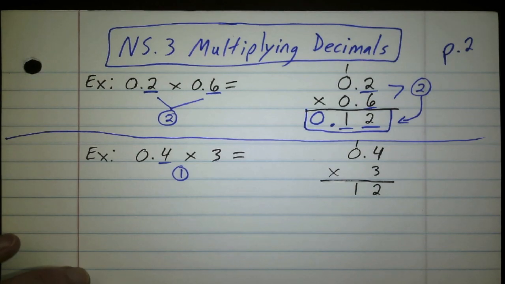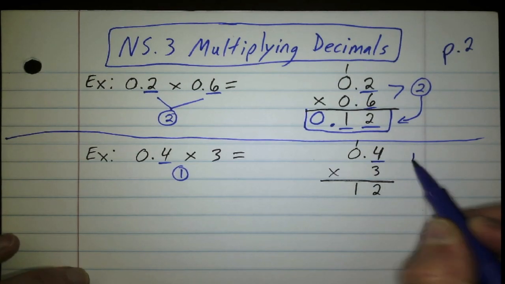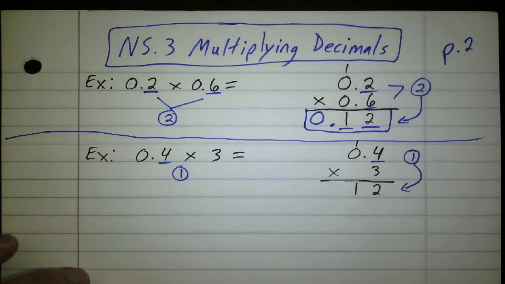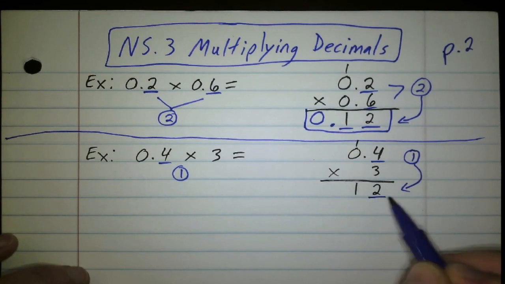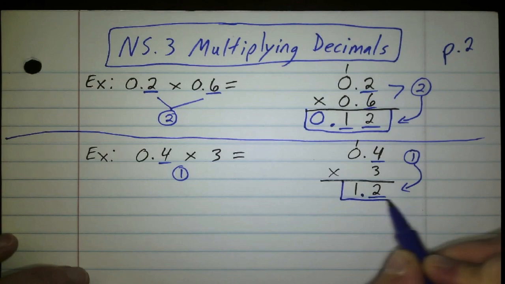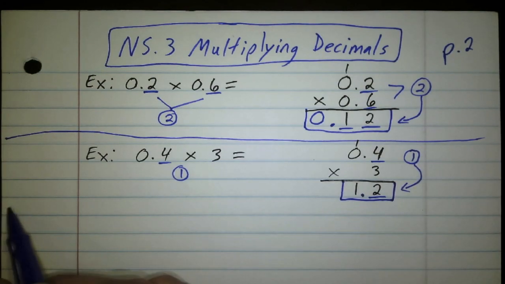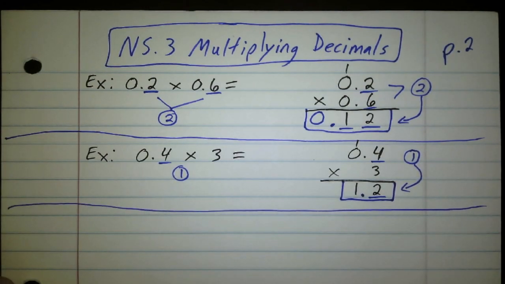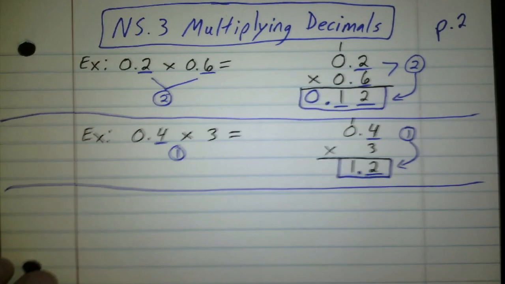We need to remember we have a decimal here. So 1 number is behind the decimal in the problem, and we need to have 1 number behind the decimal in our answer. So where would our decimal go? Yep, right here between those. So 1.2 is our answer. Box it in and draw a line. We'll do another example. Move this up a little bit so you can see.